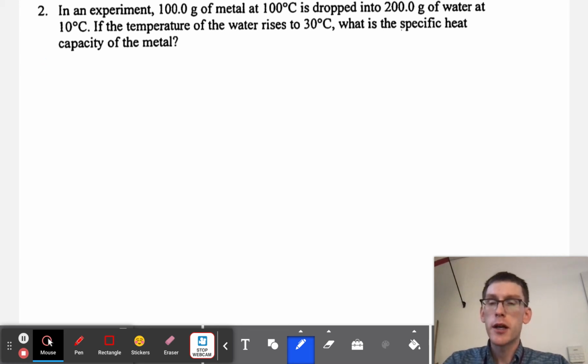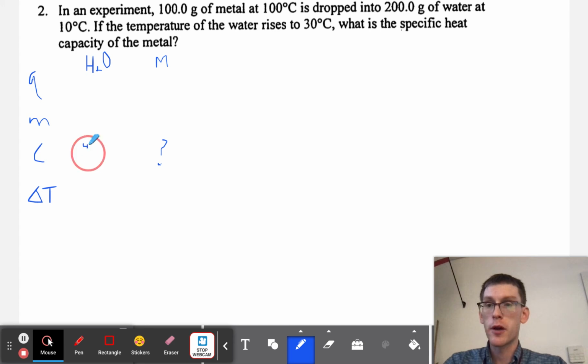So the first thing we'll do is make a table with all the different variables. So there's Q, we have also M, we have C, and we have delta T. And we have these for two different substances. We've got water, and we also have this unknown metal, which I'm going to call capital M. So the specific heat of the metal is what we don't know. So I'm going to put a question mark here. The specific heat of water is not given, but you may have it memorized by now.